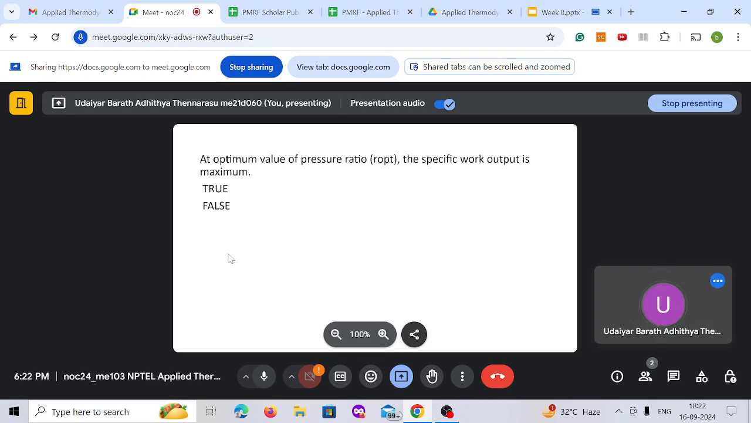So basically it may not look like that, it will be a singular curve which has a maxima, and with the increasing pressure ratio, work done will reduce, but it may not be symmetric. But the idea remains same. So maximum work is obtained when the pressure ratio is the optimum pressure ratio. So this optimum pressure ratio gives you the maximum. So answer is option A, true.